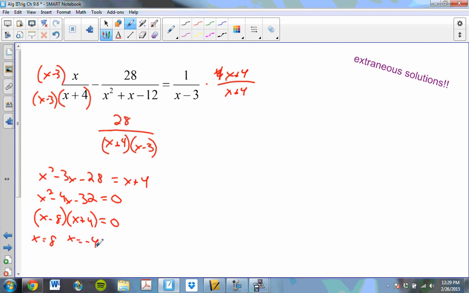But I know that negative 4 can't work. I can't plug a negative 4 in for x. If I plug a negative 4 in for x, I get a 0. And I'm not allowed to divide by 0. So this one's no good. And my solution is just x equals 8. The x equals negative 4 was an extraneous solution, which apparently spells like that. So get a common denominator, cancel your denominators, and solve. Thanks.